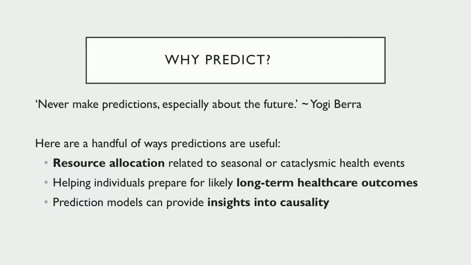Finally, prediction models can actually provide insights into causality. Now, causality is a very tricky subject, but when you can make predictions, or when you can show that certain variables are predictive of others, that is one argument for causality.